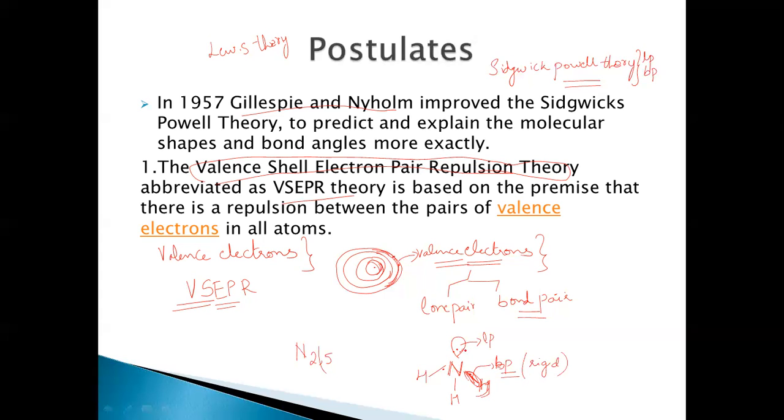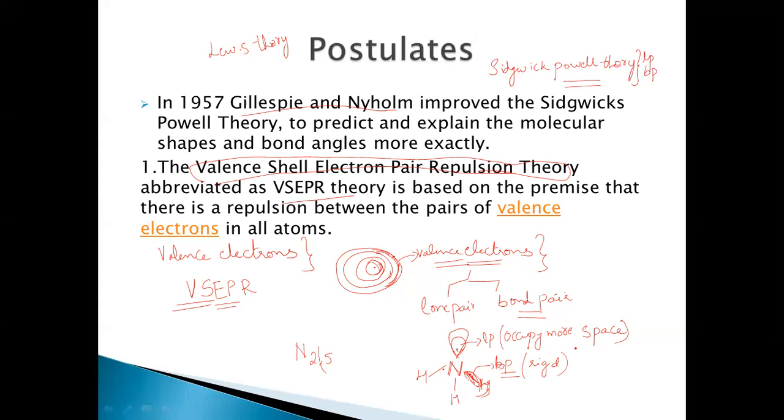So the lone pair of electrons means they're lonely, they're not bonded, they're under the influence of only this nitrogen atom, and they have all the space for themselves around this nitrogen atom. So we can say these lone pairs occupy more space, they're not localized. In other words, they're delocalized, they're free to move. Compared to the bond pairs, they occupy more space.